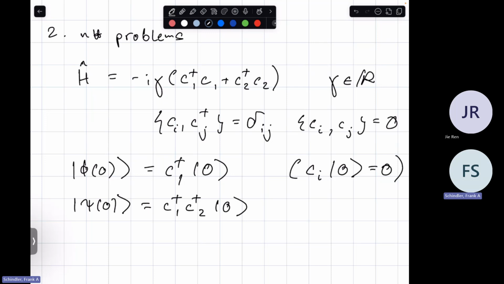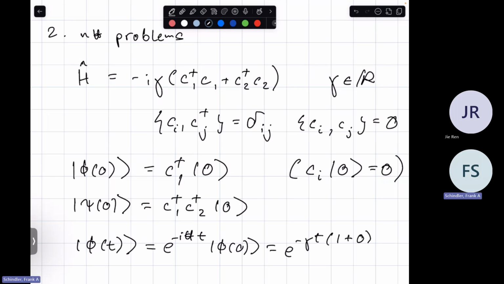Everything's fine so far. But if I look at the time evolution, my naive non-Hermitian time evolution, if I put in a t here, is e to the minus iHt times phi 0, which is equal to e to the minus gamma t times 1 plus 0, right? Because this is the particle number operator for particle 1. That's clearly equal to 1 in phi 0. Particle 2 does not exist in the state, so the particle number operator is 0. So I'll just get 1 plus 0 here.